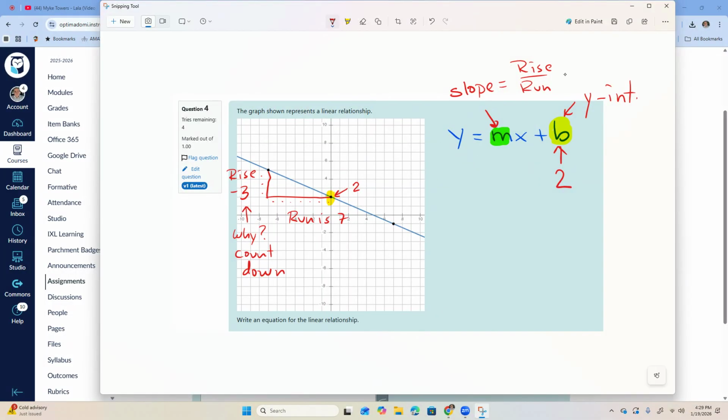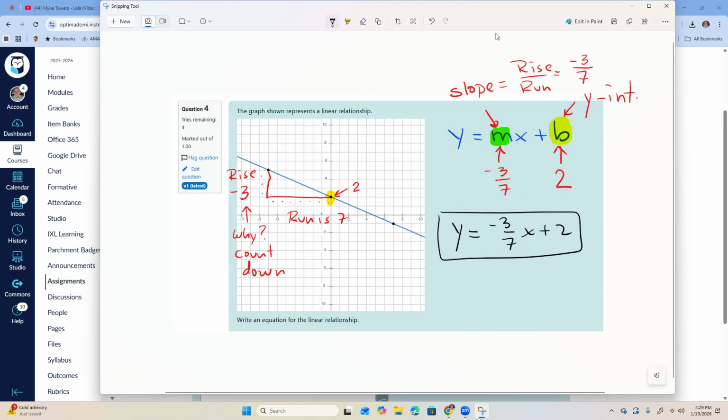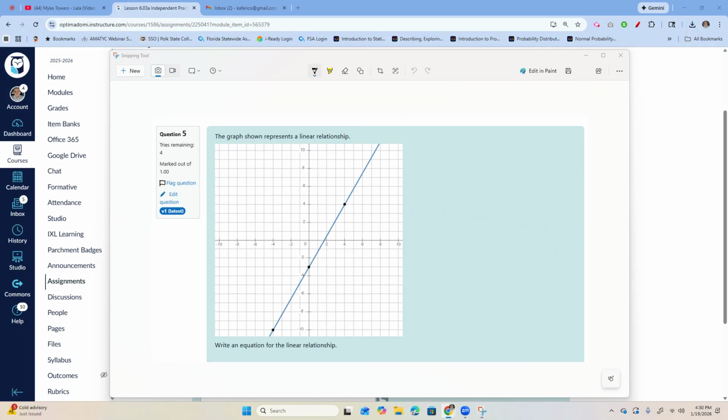So what will be my slope? My slope will be negative 3 over 7. And that will be my m. Okay, negative 3 over 7. So my final answer is y equal negative 3 over 7x plus 2. And that's the equation that will make that line. Let's go to the next question.